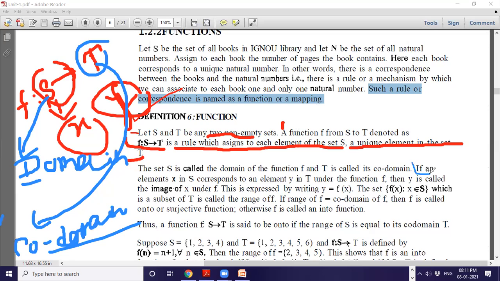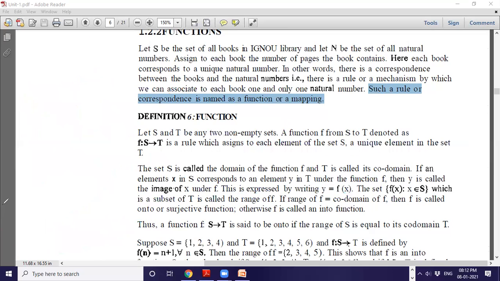If an element X in S corresponds to an element Y in T under the function f, then Y is called the image of X under f, and that is expressed by writing Y is equal to f(x). The set f(x), X belongs to S, which is a subset of T, is called the range of f. If range of f is equal to codomain of f, then f is called onto or surjective function, otherwise it is called an into function. Now I have said many important points together here. Let's take them again. I'm repeating it again. So first, the concept of image. What is image?